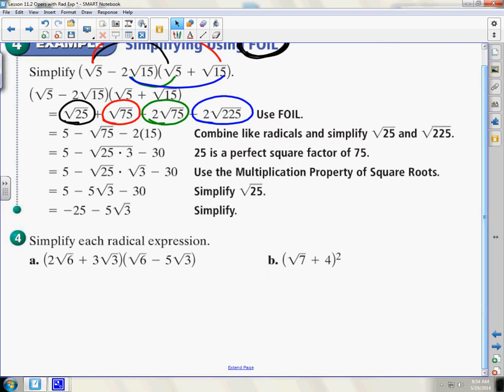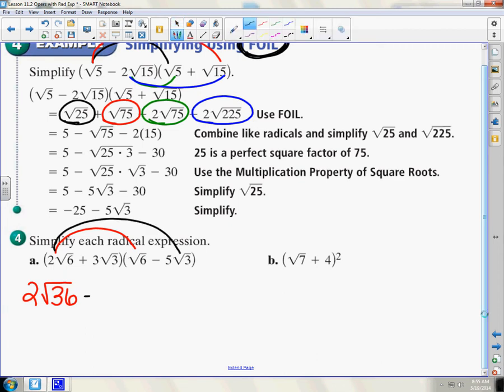So this first one, I'm going to do 2 times square root of 6 times square root of 6. So that's going to be 2 square root of 36. Okay, I'll try and color code it to make it easier for you. Minus 2 times 5 is 10. Square root of 6 times square root of 3 is the square root of 18. And then I'm going to do my inside. So then I have plus 3 square root of 18. And then I'm going to do my last digits. 5 times negative 3, or 3 times negative 5 is negative 15. And square root of 3 times the square root of 3 is the square root of 9.